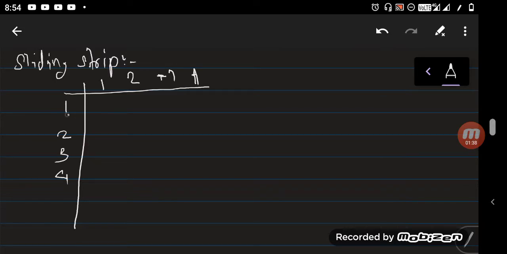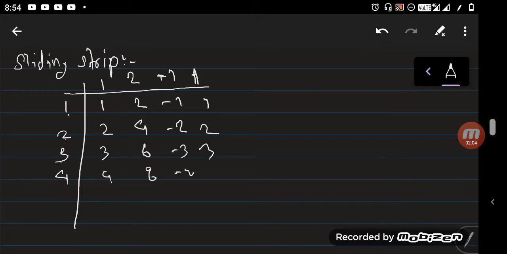Then multiply the first element of x1 with all the elements of x2: 1 2 minus 1 1. Then multiply the next element of x1 with all elements of x2, so multiply 2 with all elements: 2 4 minus 2 2. Similarly do with 3 and 4. 3 6 minus 3 3, and 4 8 minus 4 4. Now you draw strips like this.